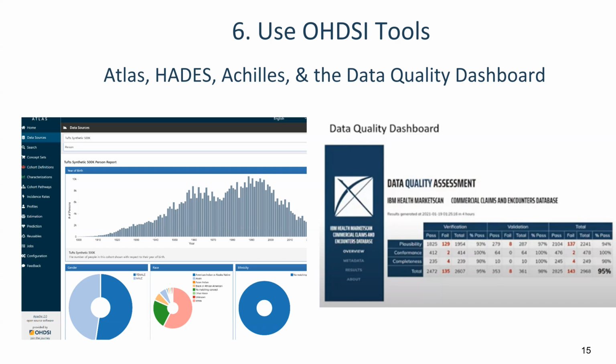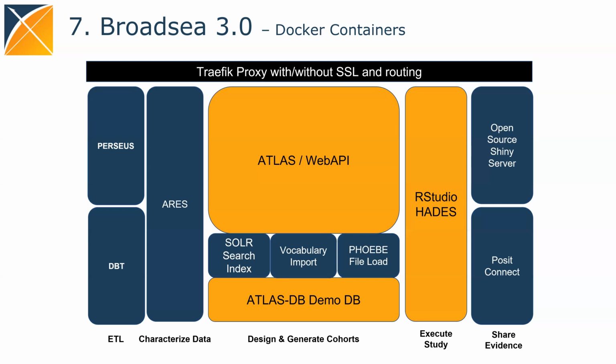So the next one I had was Broadsea. What we've done within the OHDSI community is we've packaged a lot of the software together into a series of Docker containers that we call Broadsea, that can be deployed very easily within a few minutes on a Docker environment, and that would host Atlas and the WebAPI and Ares and RStudio and Achilles.